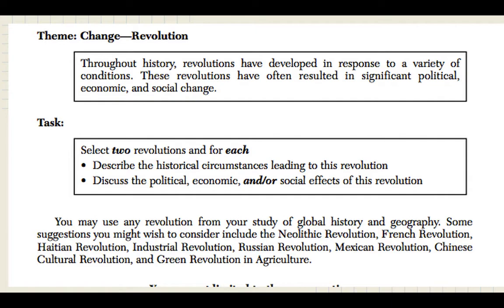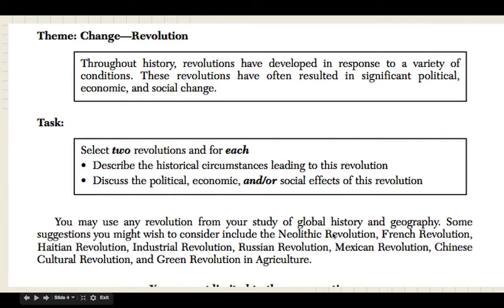There is a theme of change or revolution that comes into play here. This thematic asks you to select two revolutions, describe the historical circumstances leading to, in other words, the causes of. Discuss the political, economic, and or social effects. Always think of the and or as and. Try to think of more than one effect because see, the plural is effects.